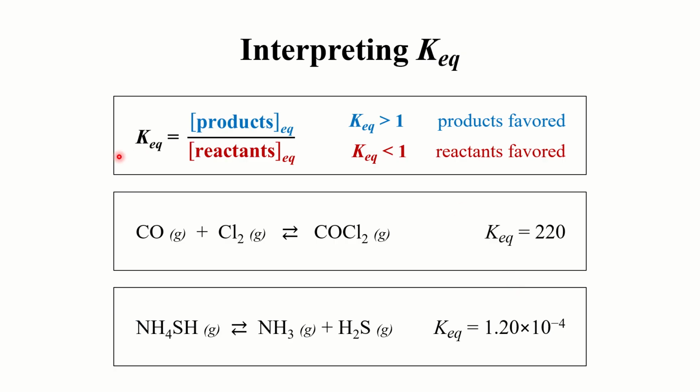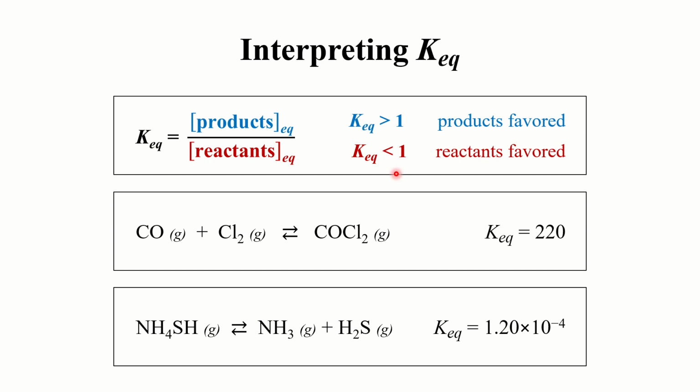All right, now how can we interpret the equilibrium constant? So again, KEQ is the concentration of the products at equilibrium divided by the concentration of the reactants at equilibrium. So right away, whether KEQ is bigger than 1 or less than 1, you will immediately be able to tell whether the reaction is products favored or reactants favored. If KEQ is bigger than 1, we can say that the equilibrium for that reaction is products favored. If KEQ is less than 1, we can say the equilibrium for that reaction is reactants favored.